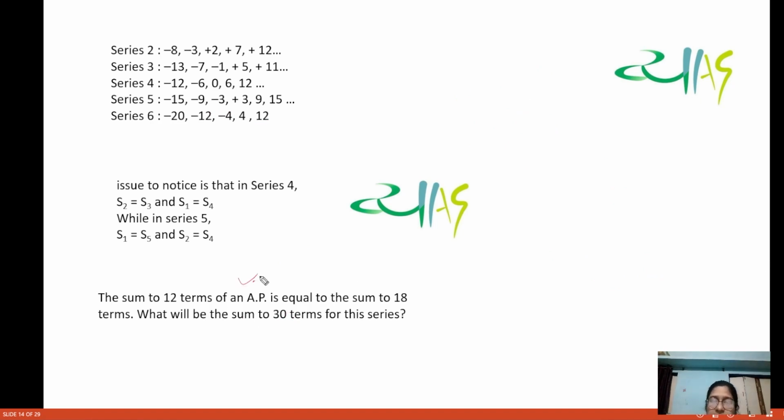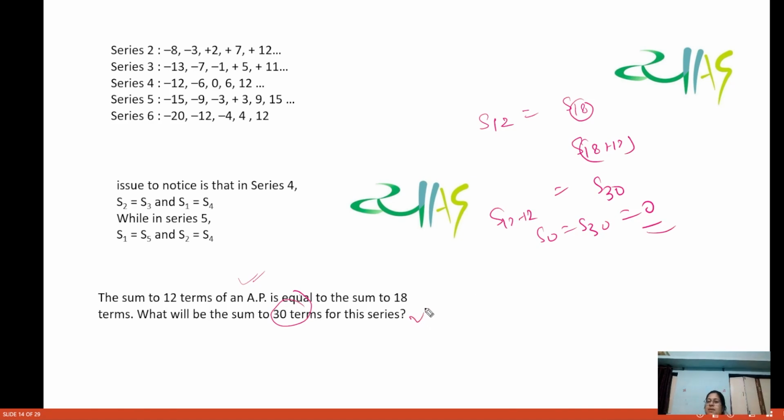तो अगर आपको बोल दिया इसमें कि you have sum of 12 terms and that is given equal to sum of 18 terms. Now it is asking for your sum of 30 terms. So 18 plus 12 is what? Obviously 30. And so S12 minus 12 is what? S0 is equal to S30. So that becomes 0. So this answer becomes 0.